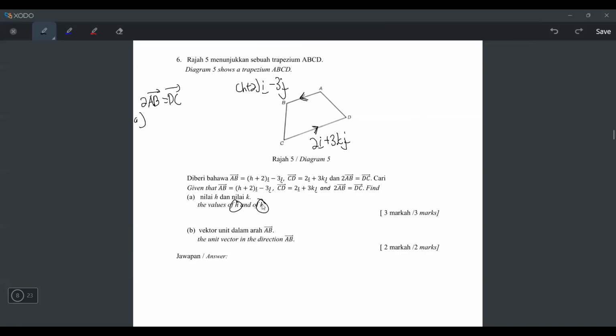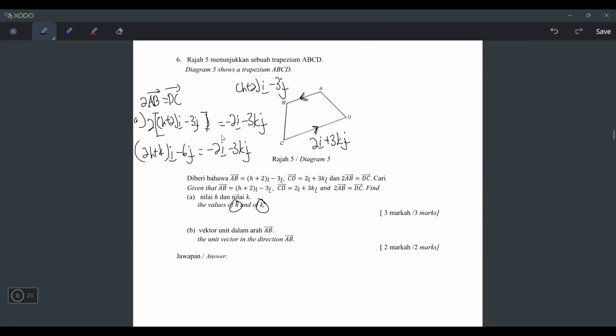So if they want to find h and k in a vector question, you try to make h and k inside one equation, which is very easy because they already say 2 times vector AB equals vector DC. So you write 2 open bracket equals vector DC, which is negative 2i minus 3kj. You have to tukar tanda because this is C to D, right? So for DC, 2i becomes negative 2i, and plus 3 jadi minus 3. But for AB, you can just salin from here: h plus 2i minus 3j. Let's use a big bracket like this. Now 2 times h plus 2 is 2h plus 4i, and 2 times negative 3 is negative 6j, equals negative 2i minus 3kj.